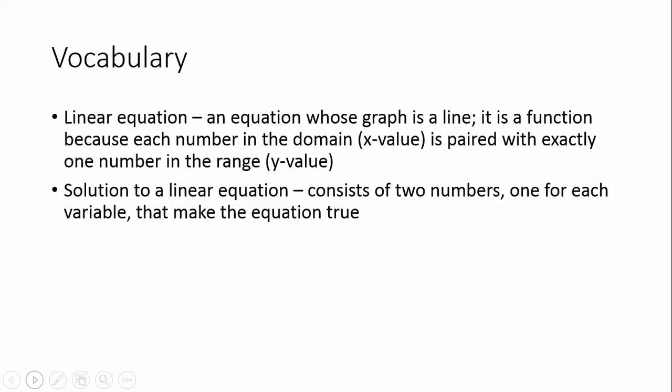A solution to a linear equation consists of two numbers, one for each variable. So an x and a y, or an ordered pair, that make the equation true. Please make sure you have both of these definitions written down.